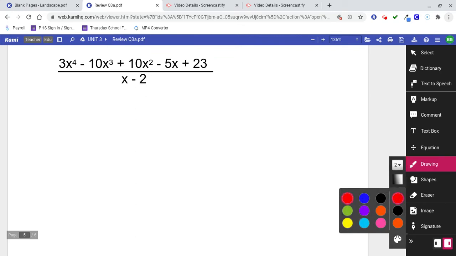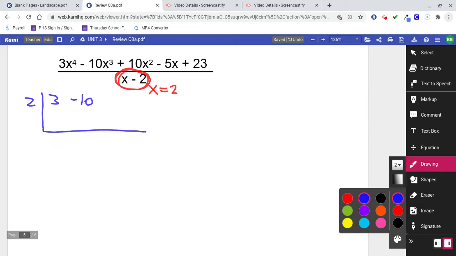Remember, when we divide, they're not giving you the 0 value. You have to come up with the 0 value yourself. So you have to say, well, let's use x equals 2. We're going to do synthetic, but we're going to use the 0 of 2. Be sure to check for any missing terms. If you've got a missing term, you've got to put a 0 in there. I don't see one here, though. Add down and multiply. Add down and multiply. Add down and multiply. Add down and multiply. Add down.